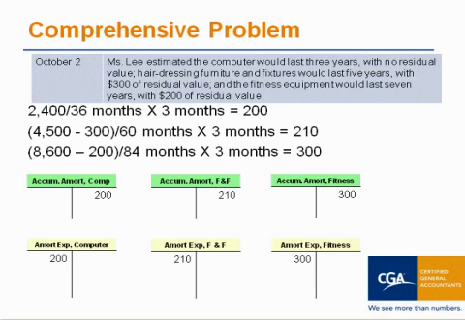So once again, we will apply the $210 with a credit entry to our contra account, accumulated amortization, furniture and fixtures.